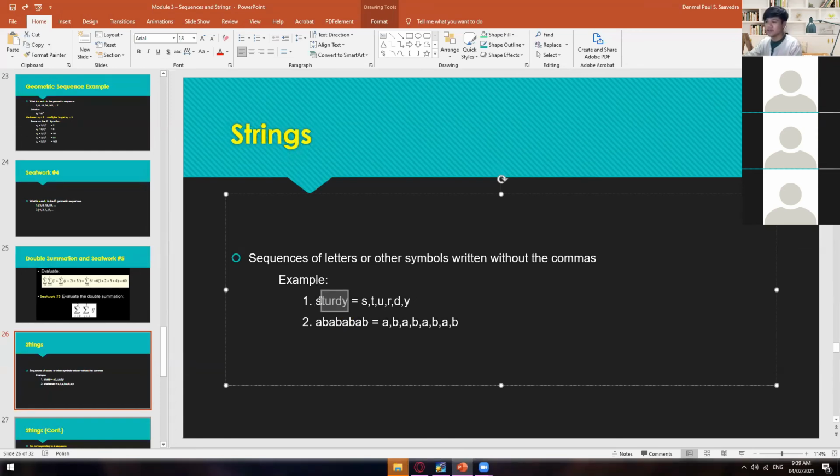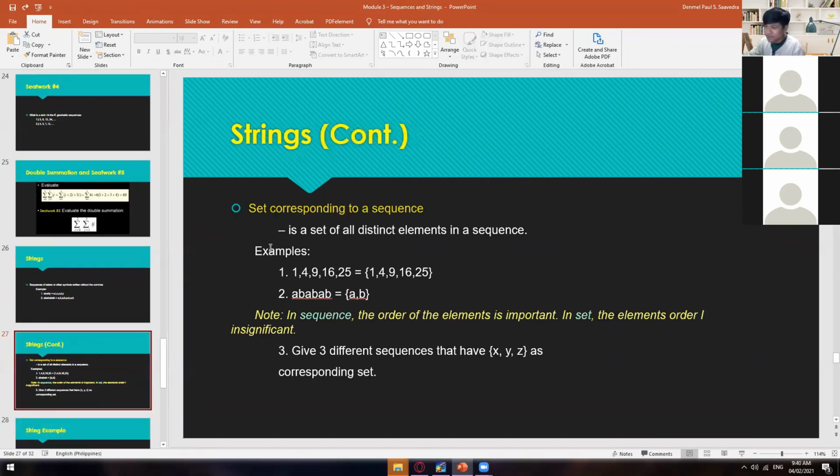We call this one a string or a word or a text. So we're simply removing the comma. The same with this one, just remove the comma. So they know this is a sequence, and this is now the string format. Just by removing the comma, you will get the string format right away. So what is this string format for? It is a set corresponding to a sequence, the set of all distinct elements in a sequence.